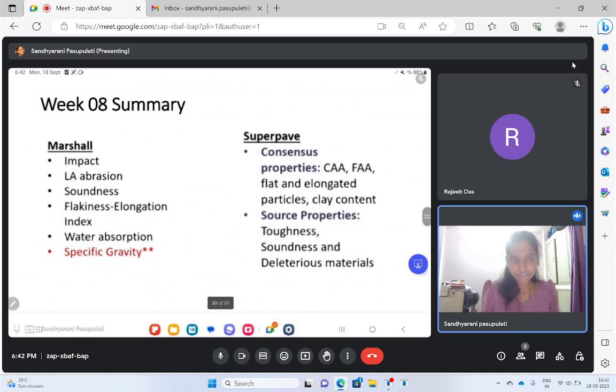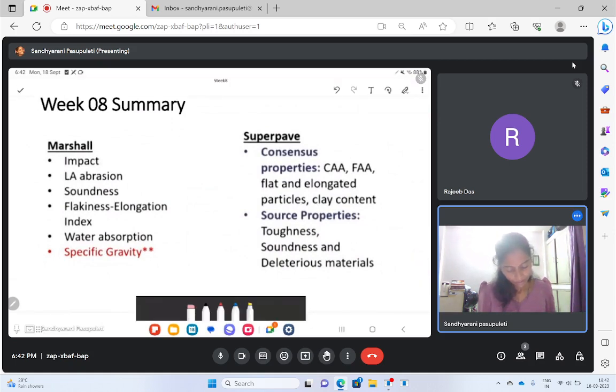So at the end of this week 8, we have also discussed the summary of Marshall and also Superpave. In the Marshall mix design, before doing the mix design, usually we check the aggregates for all these physical properties like impact, Los Angeles abrasion, soundness, flakiness, elongation, water absorption, and of course specific gravity. But when we use Superpave mix design, there are two types of properties that need to be checked.